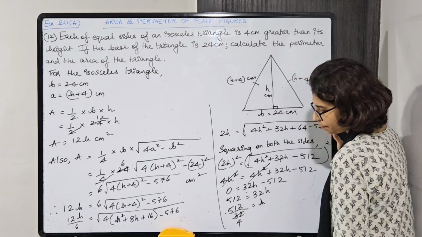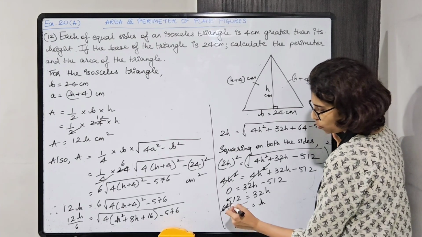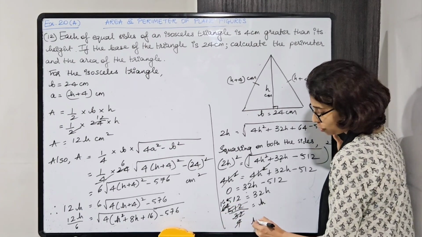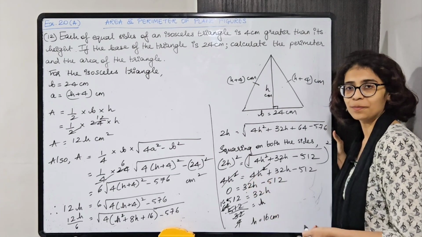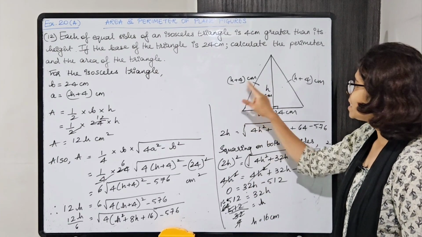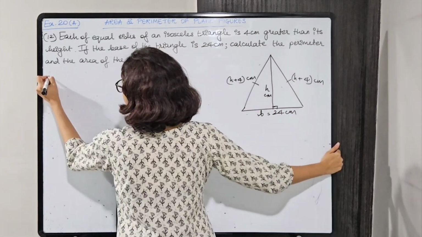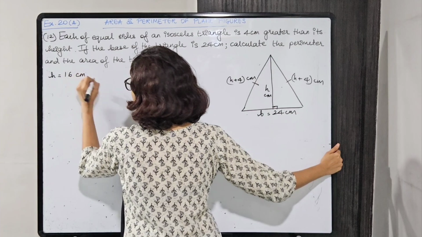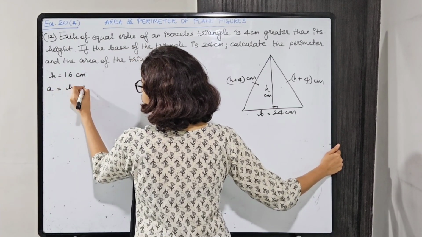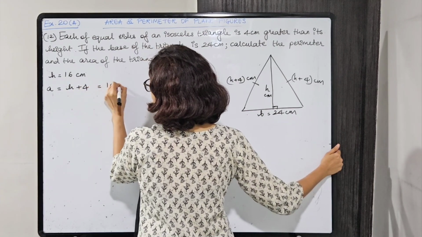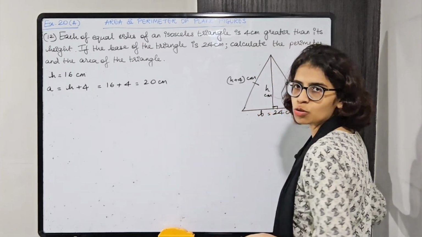8 4s are 32, 64, 16s are. So h क्या मिल रहा है, 16 सेंटीमीटर हाइट मिल गया. Now it's easy, I'll easily get the equal sides and then I'll find out perimeter and the area. So h we got as 16 centimeter. Equal sides A are h plus 4, which is 16 plus 4, that is 20 centimeter. Okay, base also we know.